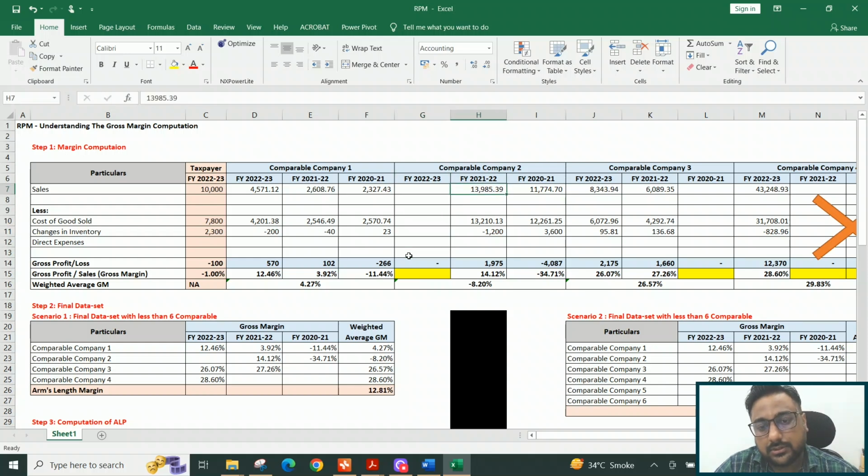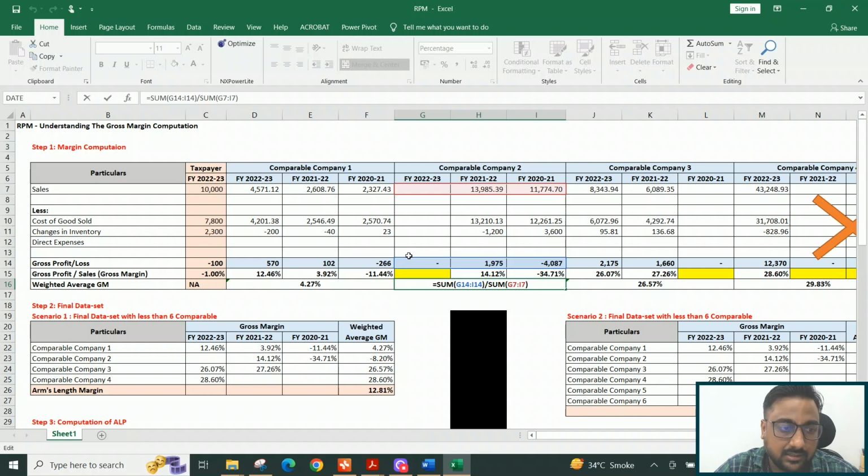Now the only 2 years' data which is available is FY 21-22 and FY 2021, that is 2 years prior to the current year. That data I need to capture, and accordingly I have computed the gross margin, and appropriately I have arrived at this weighted average gross margin for comparable company 2.